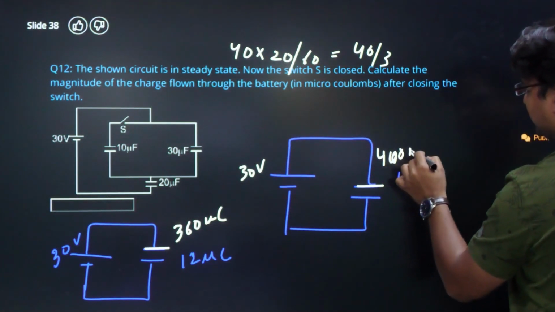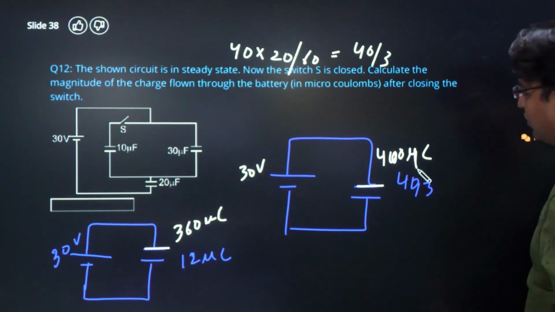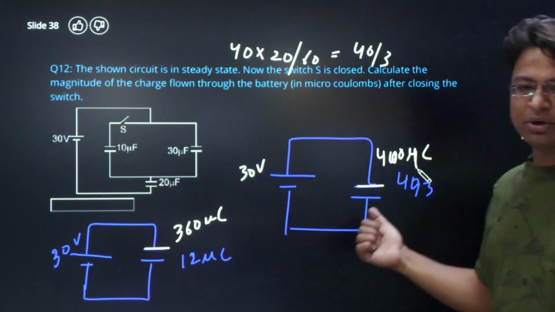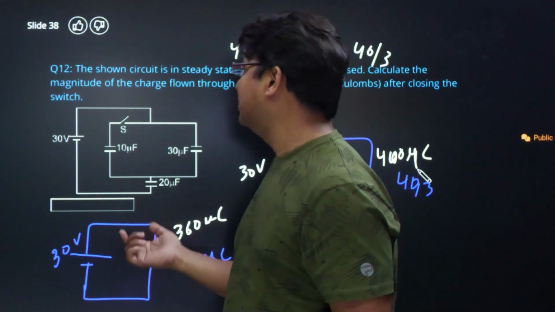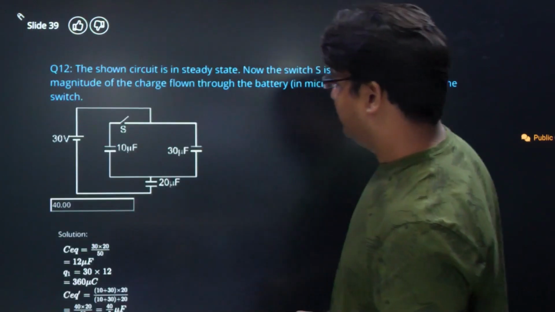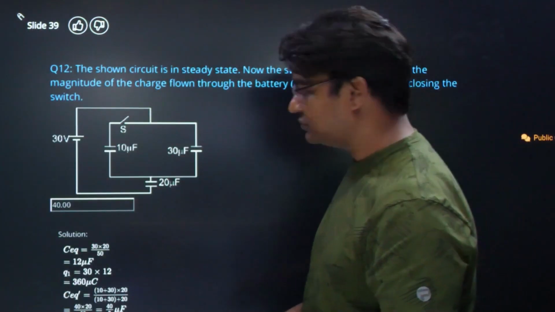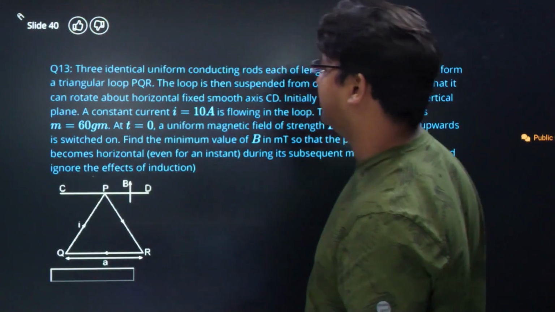Alright, so 400 microcoulomb. So earlier it had a charge of 360 microcoulomb. Now it has a charge of 400 microcoulomb. So how much extra charge came? 40 microcoulomb. So the answer would be 40. The answer to this question would be 40, as we can see here. Alright students, so that was question number 12. Now we'll go to question number 13.